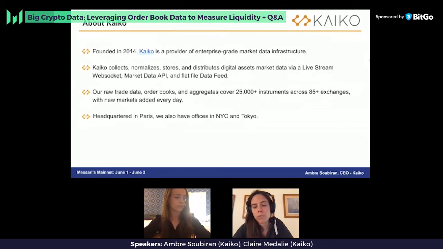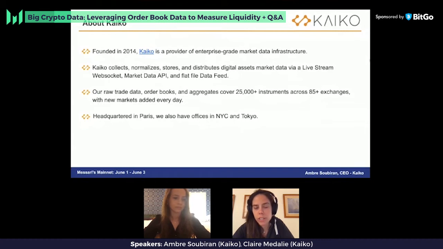And using that raw normalized data, we create a bunch of data analytics and aggregates that we also distribute to the markets. We cover over 85 exchanges currently globally, and that encompasses over 35,000 instruments, including spots, futures, derivatives, perpetual swaps, anything that trades anywhere, we will cover from a market data perspective. Our team is based in Paris, and we have an office in New York and an office in Tokyo.